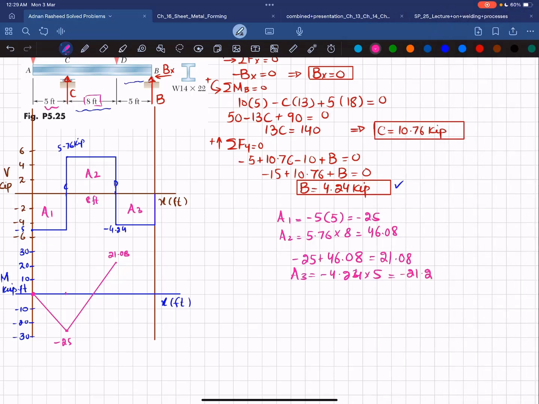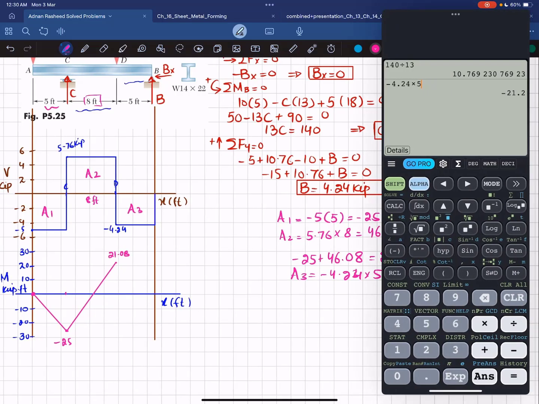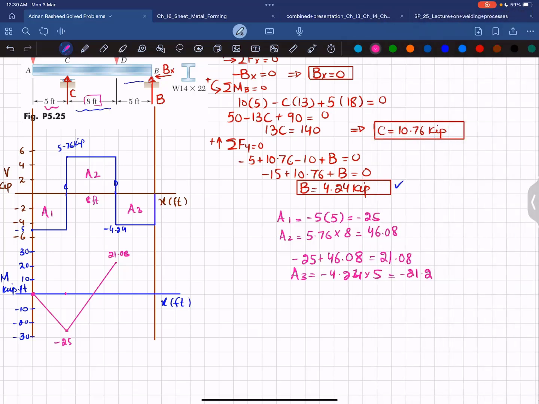21.2. Okay, I think we have made a mistake. This will also give you A2 will also give you minus 21.2. Okay, what is E2? E2 is 40. Let me check it. 5.76 multiplied by 8 is 46.08 minus 25 is 21.08. Okay, and this is minus 21.2.